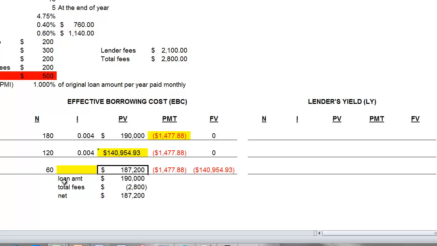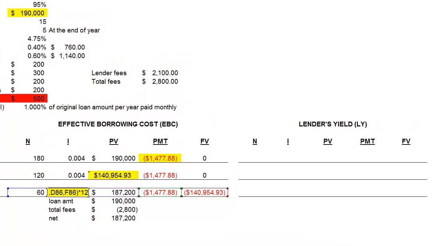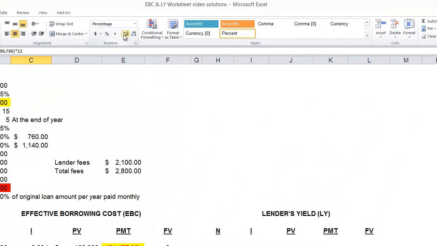So for the borrower, I have 60 monthly payments. At closing, I net 187,200. My holding period consists of 60 monthly payments of this amount. At the end of the 60 months, I have an outstanding mortgage balance to pay off there, and so compute the rate. And then multiply times 12 to convert it to an annual rate, format it in decimals. So we have 5.13, which is our effective borrowing cost.